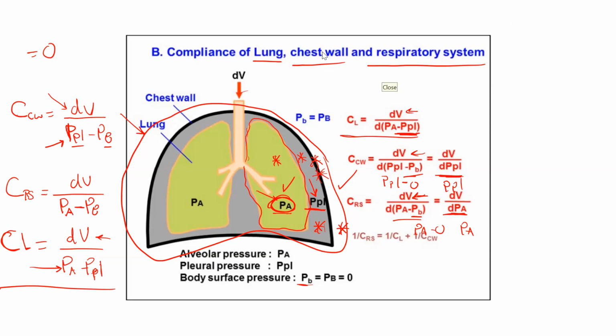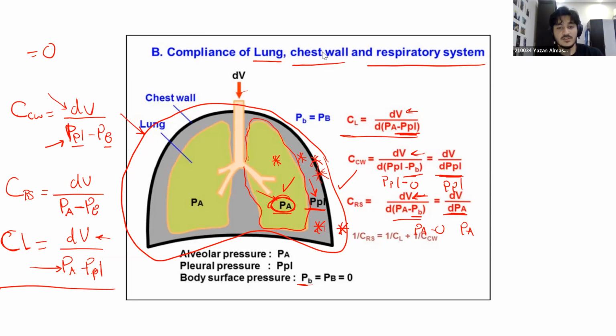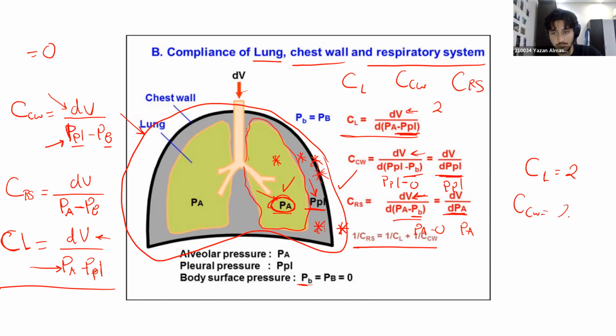Okay, perfect. One last point I want you to understand from this slide is that if we have two of these, the compliance of the lung, the compliance of the chest wall, and the compliance of the respiratory system, we can get the third. How do we get the third? We use this equation. So let's say I tell you the compliance of the lung equals 2, and the compliance of the chest wall equals 2, and I ask you to calculate the compliance of the respiratory system. How do you do it?